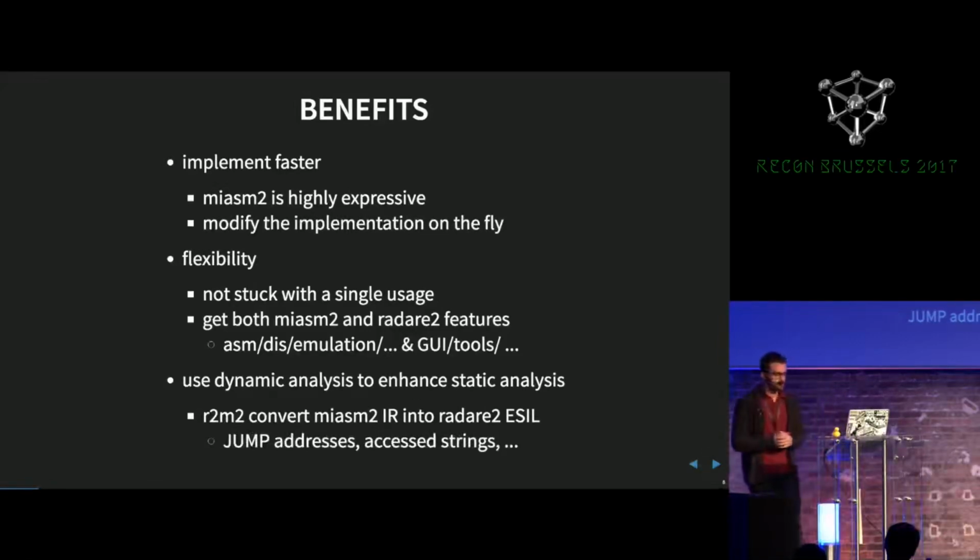I can use both. And finally, r2m2 is translating the internal Miasm expressions into radare ESIL, which is an R2 internal expression. And here, the main benefit of r2m2 is to use dynamic analysis features to enhance static analysis, for example, to find out the address of a string which is accessed by, let's say, a move.